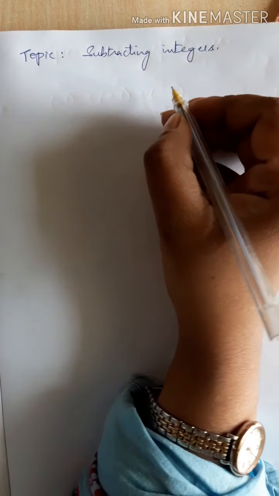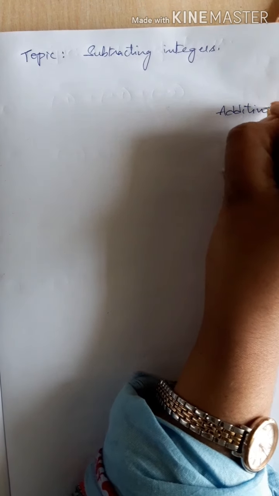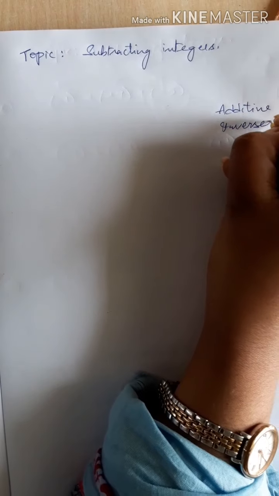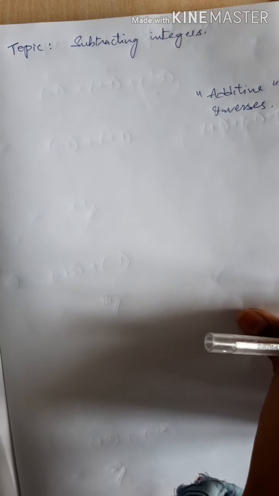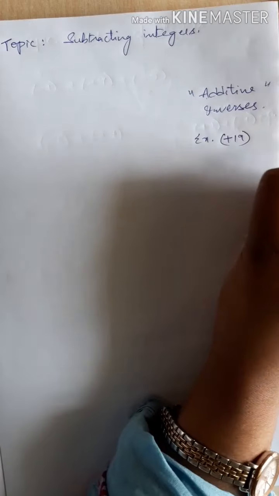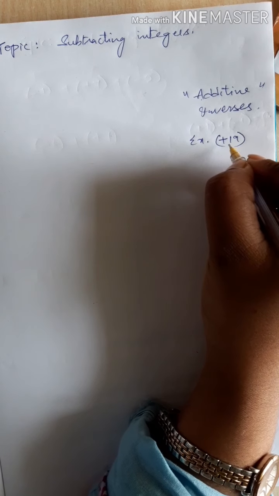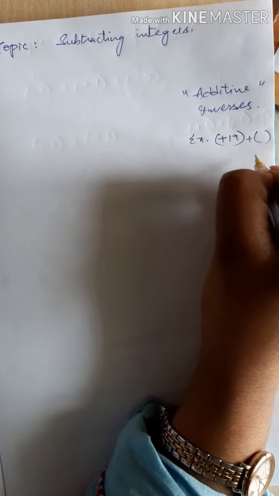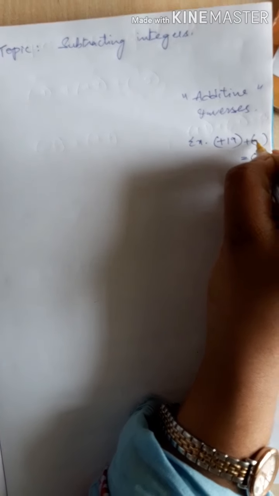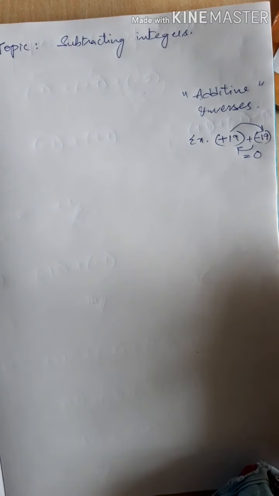Before learning subtracting, you need to know additive inverses. I have explained this additive inverse property already; you just check the previous video. Now, for example, plus 19 is there. What is the additive inverse of plus 19? It's nothing but the integer which, when added to plus 19, gives you 0, obviously minus 19. So plus 19 and minus 19 are additive inverses of each other.